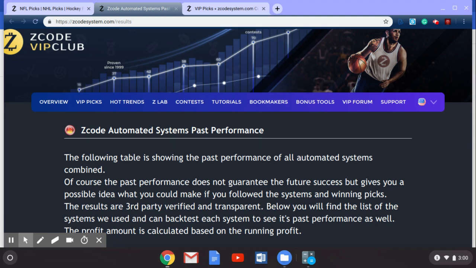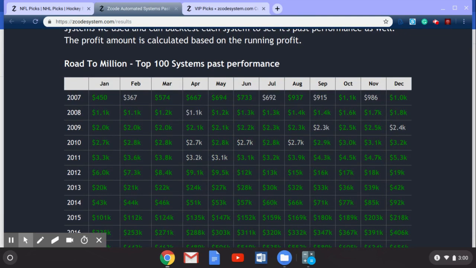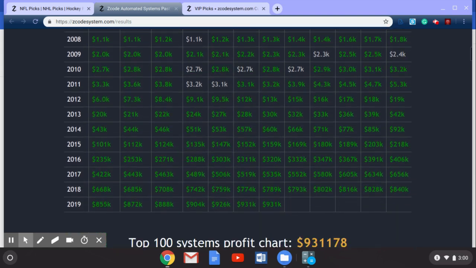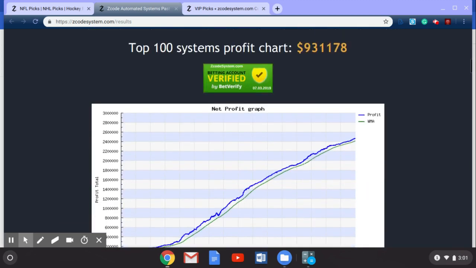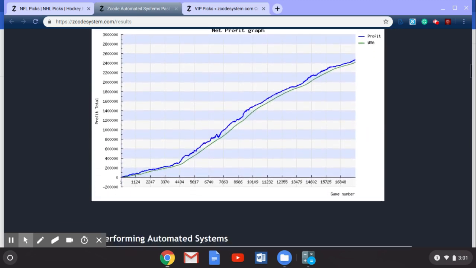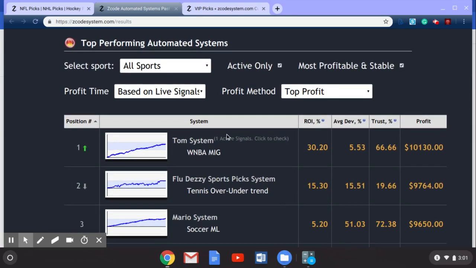We are just in the first week of July, and as you can see, the road to a million with the top 100 systems and their past performances going back to 2007, and you can see and track all of the profits that are being made with Z Code System, and you can scroll down as well to find the net profit graph, and then you have the top performing systems.